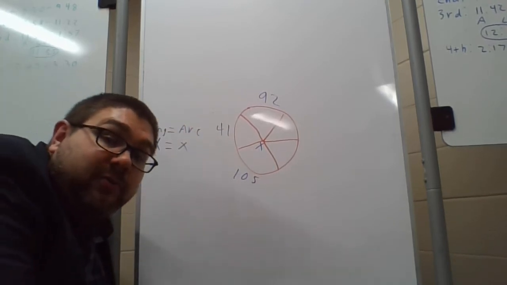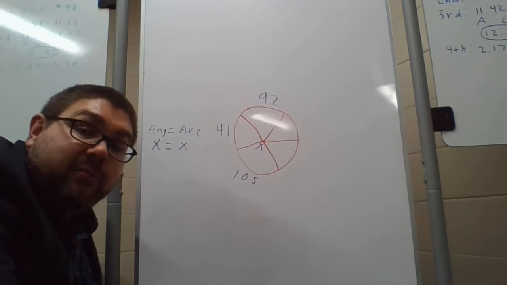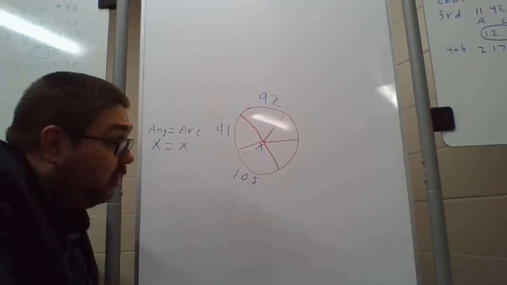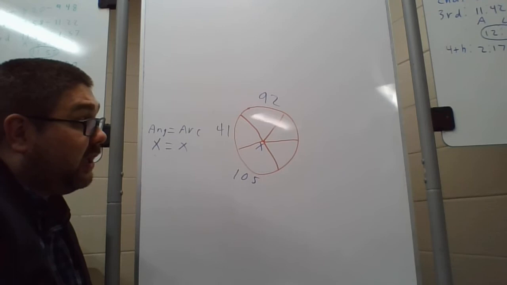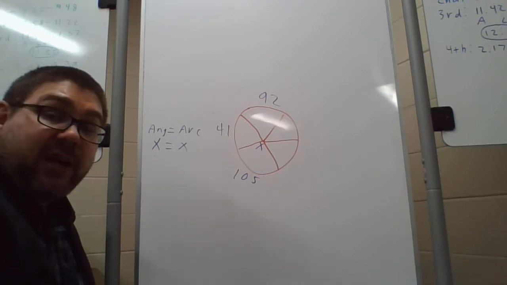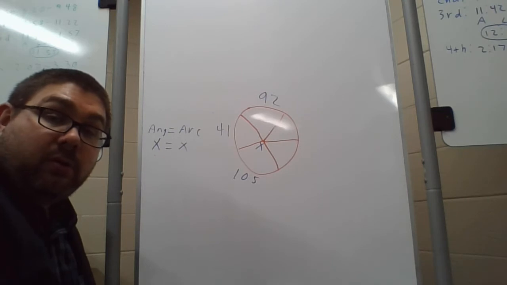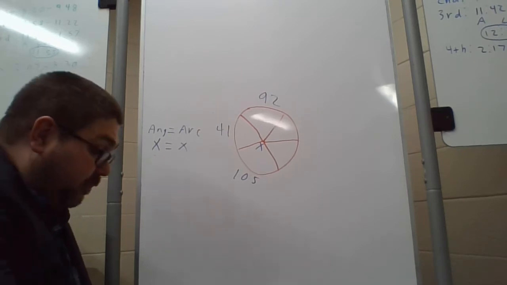Now we have a 92, a 41, and a 105. Which one of those do you think? I mean, what do you think that the central angle of X should be? What should it equal? I want to point something out. Look at this problem.